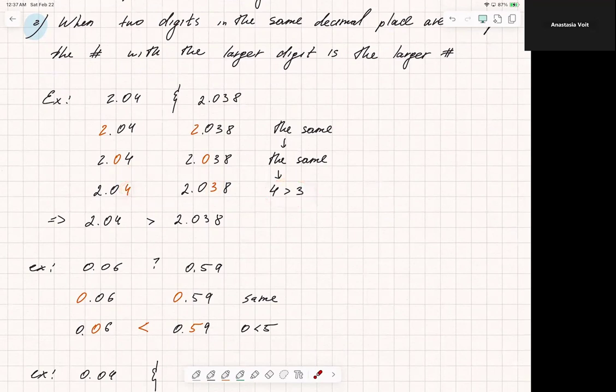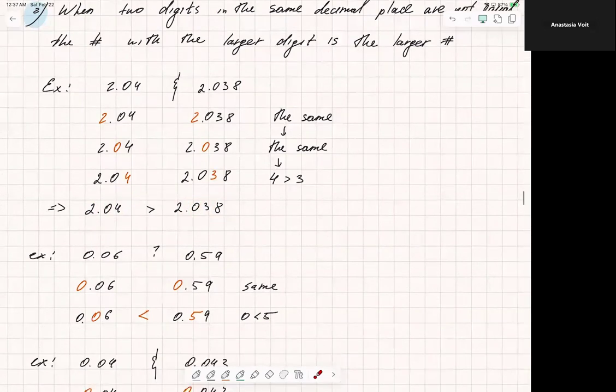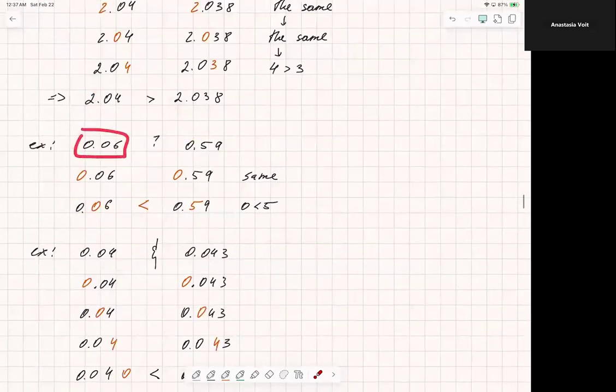That means that this number 2.04 is greater than 2.038, okay? So first ones were the same, second ones were the same, but the third digits are different, and this one is greater. So the whole number would be greater than this one, even though this one has more digits.